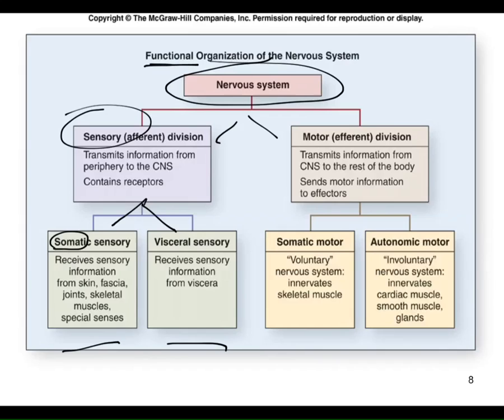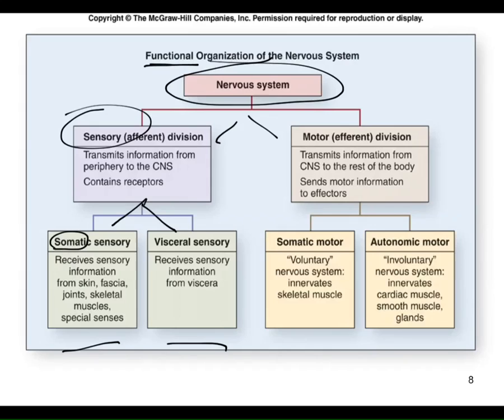On the other side, we have the motor side. It, too, can be broken up into two divisions. Somatic motor. Think movement of the body, right? Soma, somatic. This is going to be specifically your voluntary nervous system. That means your skeletal muscle, right? Because you know that the only kind of muscle that is voluntary is skeletal muscle. So all the muscles that we learned and named in lab, those are skeletal muscle. You have voluntary control over them.